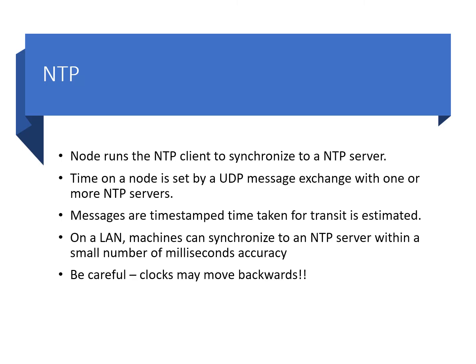Using NTP, a node in an application running an NTP client can synchronize to an NTP server. The time on the node is set by a UDP message exchange with one or more NTP servers. On a local area network, machines can synchronize to an NTP server within a small number of milliseconds accuracy. One interesting effect of NTP synchronization for our applications is that resetting the clock can actually move the local node time forward or backwards. This means that if our application is measuring the time taken for events to occur, it's possible that the end time of the event may be earlier than the start time if the NTP protocol has set the local time backwards.